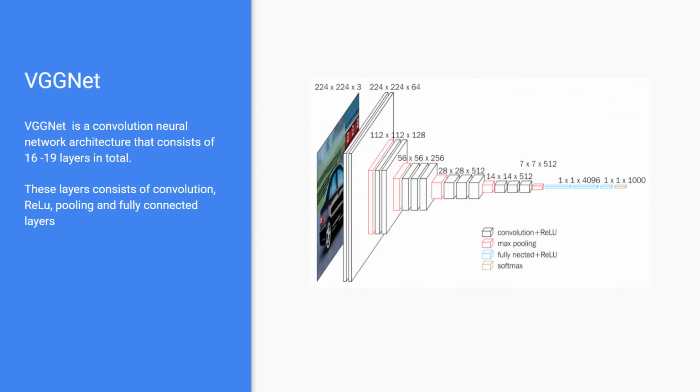The other network is the VGGNet, which is a convolutional neural network that consists of 16 to 19 layers in total. These layers consist of the convolution layer, the ReLU layer, which is an activation layer, the pooling layer, and the fully connected layer. VGGNet is an architecture that was developed so that the focus from the hyperparameters could be reduced and could instead be put on the convolution layers itself. Hence VGGNet was designed as a network that will have fewer layers with more focus on convolution layers itself instead of being dependent on hyperparameters.